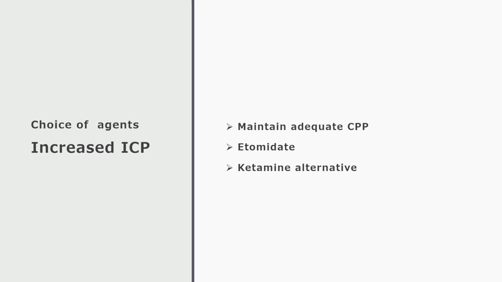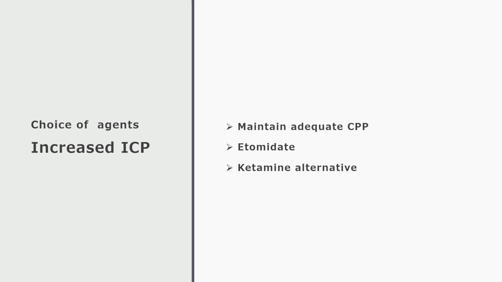Now we will discuss the choice of agents in different conditions. So first we will discuss the choice of agents when there is increased intracranial pressure. In patients with potentially elevated intracranial pressure, like patients with head injury or stroke or other conditions leading to increased ICP, adequate cerebral perfusion pressure must be maintained to prevent secondary brain injury. This means avoiding significant elevations in intracranial pressure and maintaining adequate mean arterial pressure.